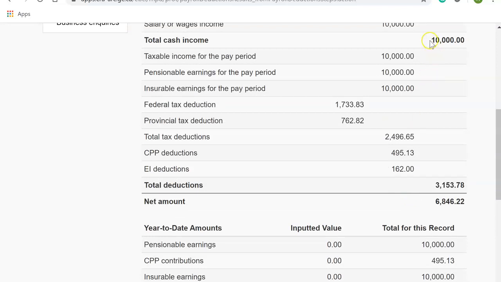So if you make $10,000, the company has to deduct the total of those three, which is $3153.78. So when you give the employee their check, or if you deposit it directly into their bank account, they'll only see $6,846.22 of that. So let's go ahead and make these journal entries.